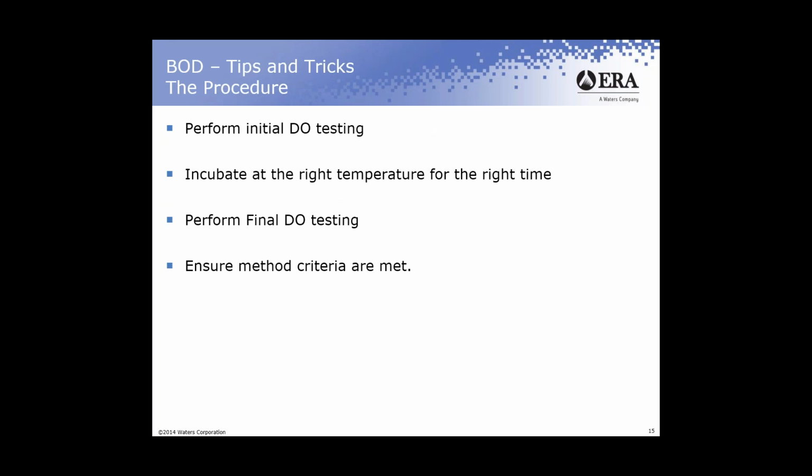So let's talk about the actual procedure itself. Once your samples are prepared, you want to perform that initial DO testing. And again, ideally, your DO should be somewhere between 7 and 9. If it's too high and it's super saturated, all you need to do is really shake that sample, tap it, swirl it. It'll help release some of the DO, and you can get yourself into a proper working DO. Again, if your DO is too low, it doesn't leave you enough room in your method criteria to give you appreciable DO uptake. So you want to add some to that, and make sure you get it into the right range.